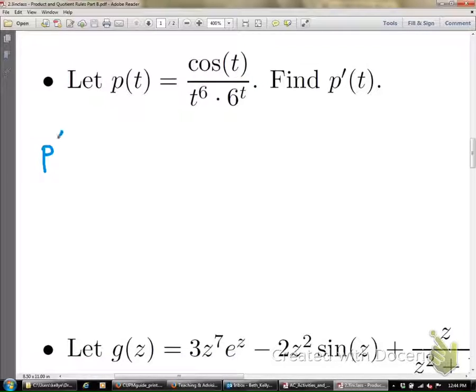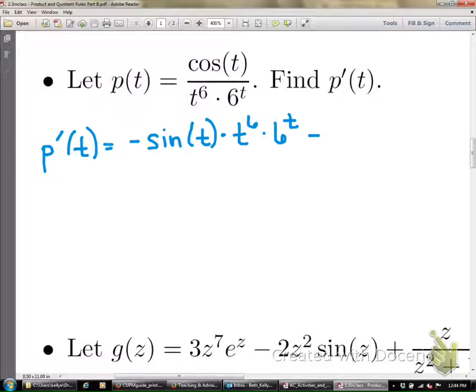So to find p prime of t, we need to use the quotient rule, which tells us first we find the derivative of the numerator, that is negative sine of t, and we leave the denominator alone and multiply by it. And then we subtract cosine of t, and now we take the derivative of the denominator. So we have to figure out the derivative of t to the 6th times 6 to the t. Now don't be fooled and say 6t to the 5th times 6 to the t natural log of 6. We can't just take the derivative of each piece separately and multiply them together. We also need to use a product rule.